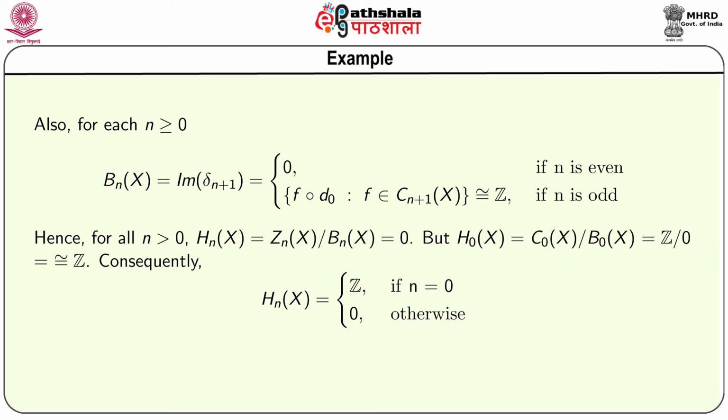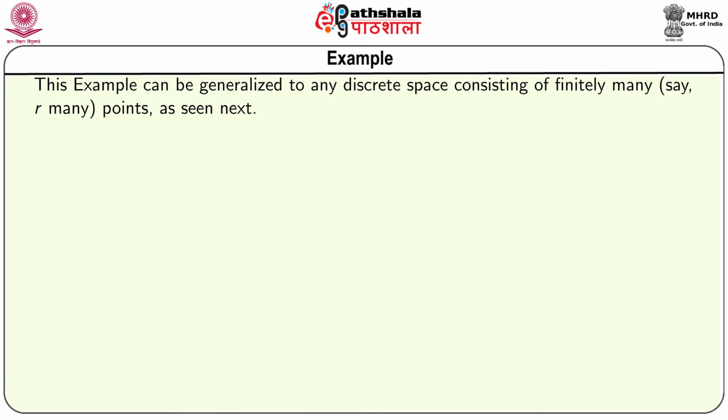Consequently, we get what we wanted to prove, that H_n(X) is Z if n equals 0, and H_n(X) is trivial when we take any other n. Now, this example can be generalized to any discrete space consisting of finitely many points.